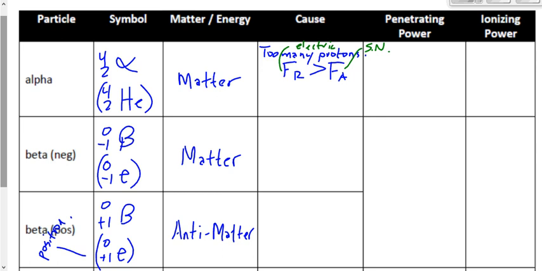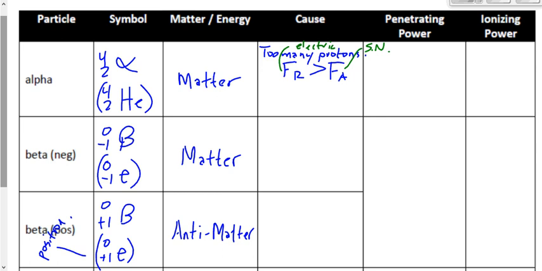Too many protons, repulsive force is too big. You break off a chunk in an attempt to make the balance of protons and neutrons better, the ratio of them better. Yep. SN stands for the strong nuclear force. FR stands for force of repulsion. FA stands for the force of attraction. So the electric force is repulsive. The strong nuclear force is attractive between proton and proton, neutron and neutron, proton and neutron.